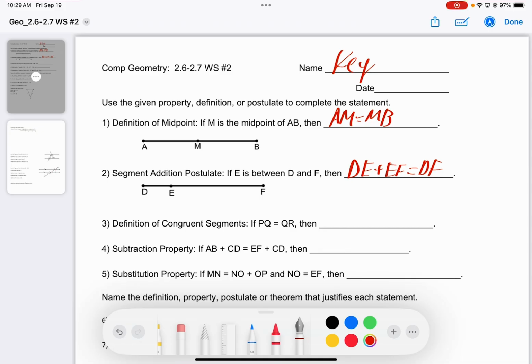Yeah, definition of midpoint is just two things equal to each other. When we use segment addition postulate, those would be two things added together equal to one thing. So we have to fix that.